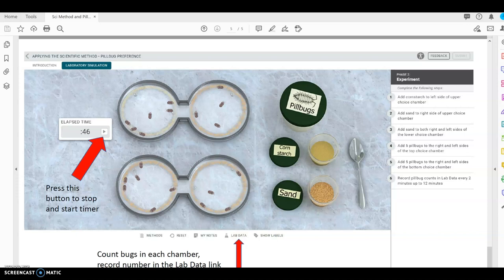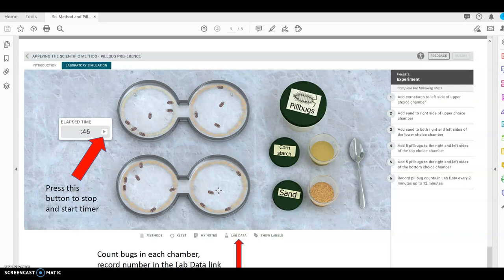This is a cute little experiment. Those of you that don't like to handle roly-polies or pill bugs, this is like the least scary way to handle bugs. But for those of you that like to play with roly-polies, I wish we could do this in person, but you're going to be playing with virtual roly-polies on this experiment.